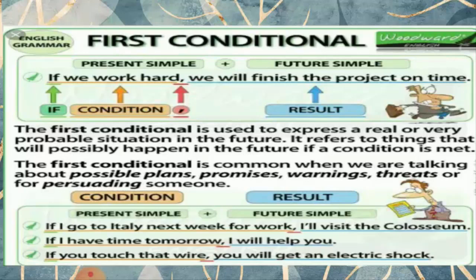Thus, the first conditional is used to express a real or very probable situation in the future. It refers to things that will possibly happen in the future if a condition is met. لو اتحقق الشرط يبقى هي بتدلنا على حاجة هتحصل في المستقبل لو الشرط ده اتحقق. For example, if I go to Italy next week for work, I will visit the Colosseum. If I have time tomorrow, I will help you. If you touch the wire, you will get an electric shock.